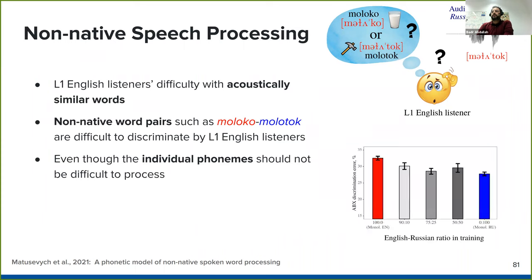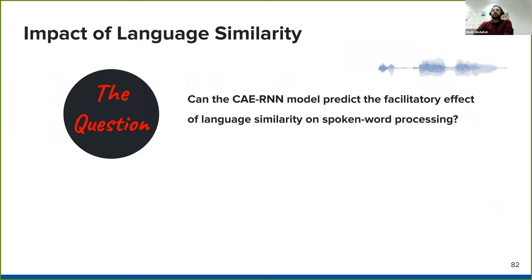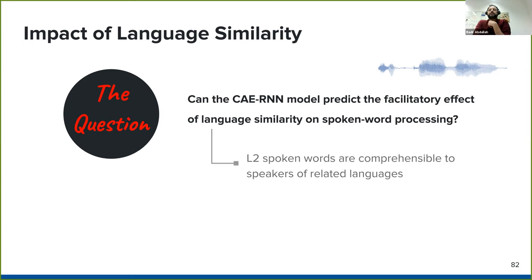And they showed that the correspondence autoencoder model could also predict this effect, although it's not as clear as the non-native Japanese difficulty. So it seems that the monolingual Russian model is better at this discrimination task than the monolingual English model. So here, the question that we ask: it seems that this is a very promising phonetic model of non-native speech processing, and it shows that it can predict the lexical difficulties, but we wanted to go in the other direction and ask whether this model can predict the facilitating effect of language similarity on spoken word processing. Because we know from some sociolinguistic work that non-native spoken words could be comprehensible to speakers of related languages if they are cognates or if they sound similar.